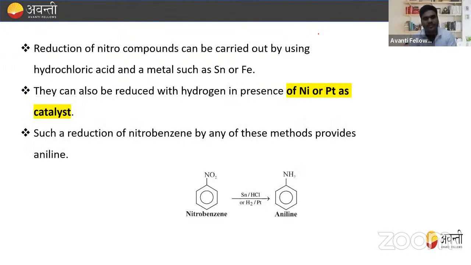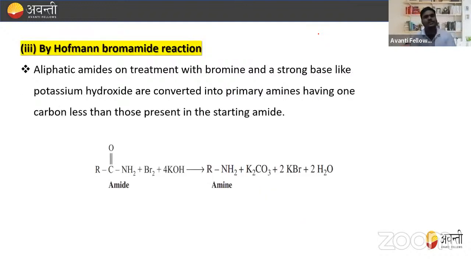Similarly, reduction of nitro compounds can be carried out using hydrochloric acid and metals such as tin and iron, right? They can also be reduced with hydrogen in the presence of nickel or platinum acting as a catalyst. Such reduction of nitrobenzene by any of these methods provides aniline. So whenever you treat nitrobenzene with nickel or platinum as a catalyst, or with Sn and HCl, you will get aniline. So the reduction of nitrobenzene always gives us aniline. Remember this thing.